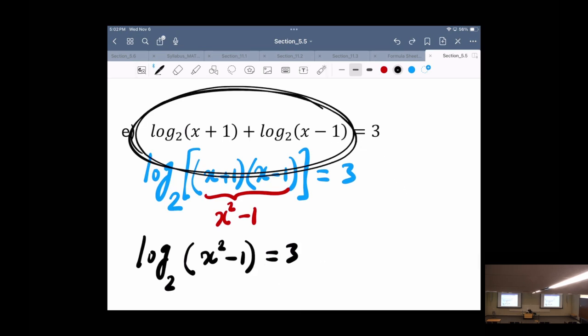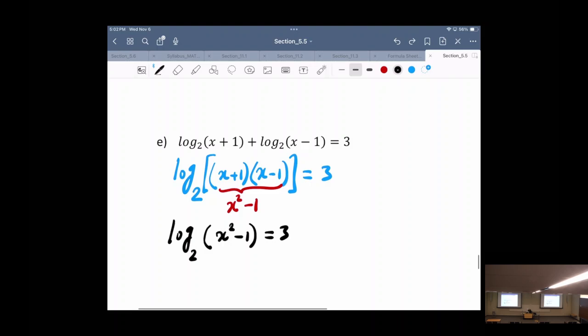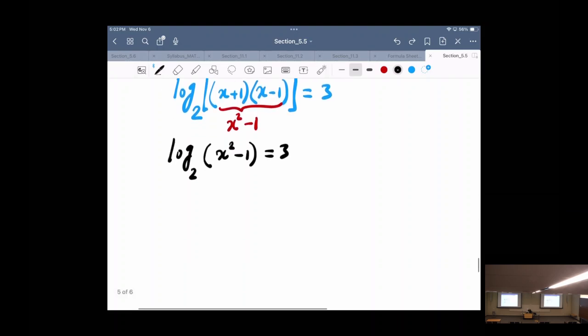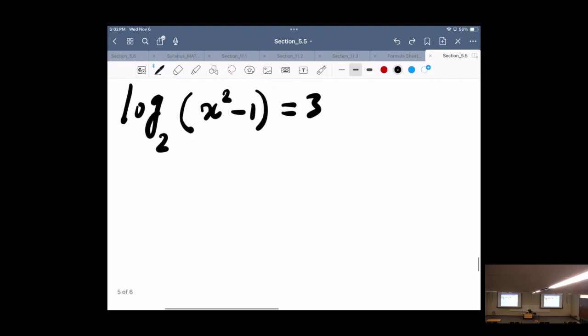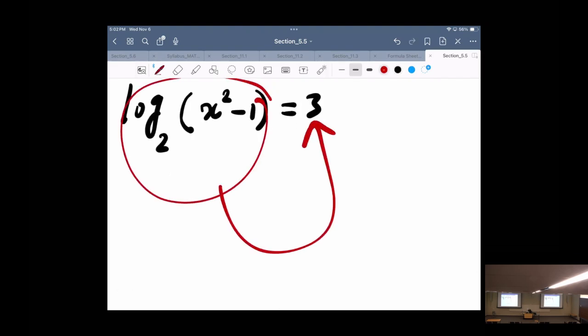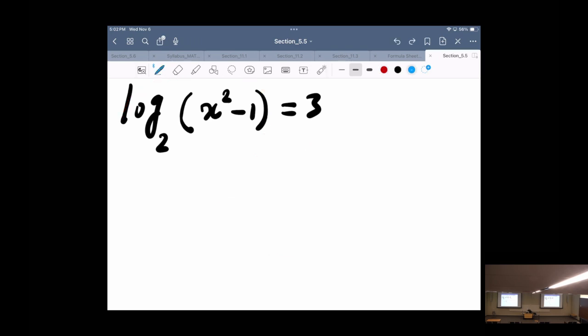You see that? A very important transition, because now you can do what you did before and rewrite this in exponential form. So you know log expressions produce an exponent, right? Okay, great. So we know that the 3 is an exponent. To what base? To the base of the log. So we say 2 cubed equals that result, x squared minus 1. You see how nicely this works out?